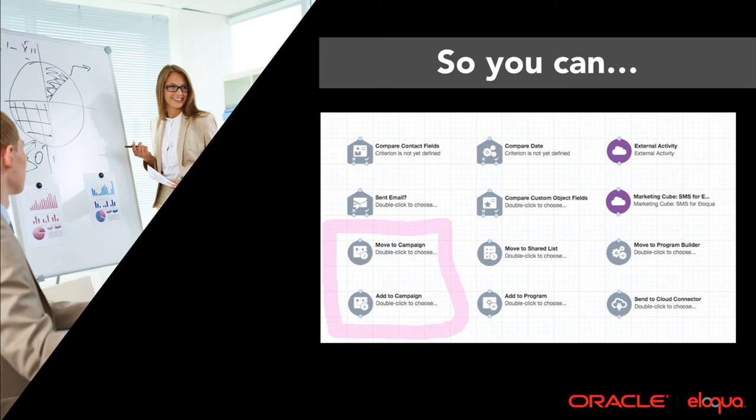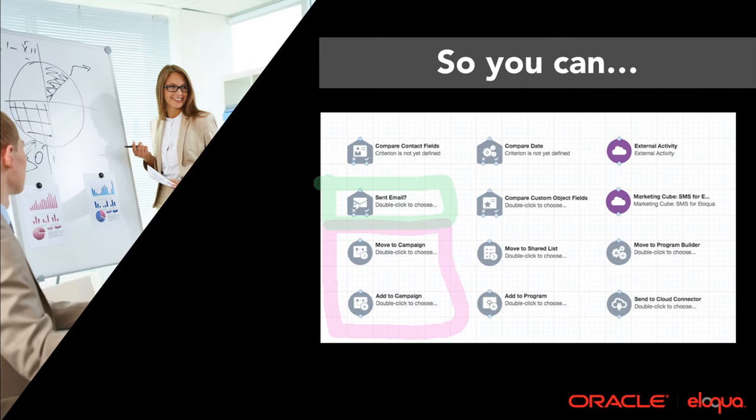So when you move someone to a campaign, that means you take them out of the existing one and you move them to another one. If you're adding them to the campaign, that means they stay in the existing campaign and you're actually adding them to a second campaign. Sometimes the sent email can be quite helpful because generally what you're doing there is you're asking the question largely, have we sent an email, generally from a different campaign? And so that one can be quite helpful.